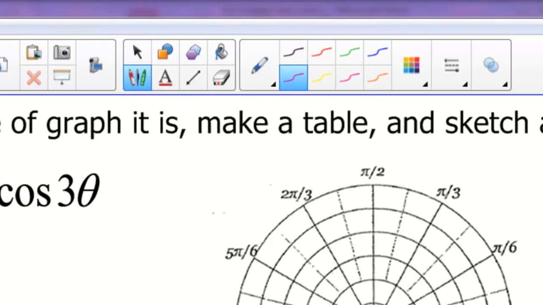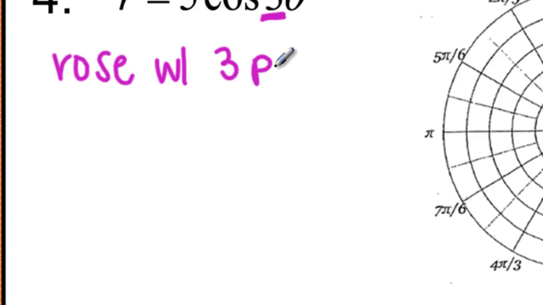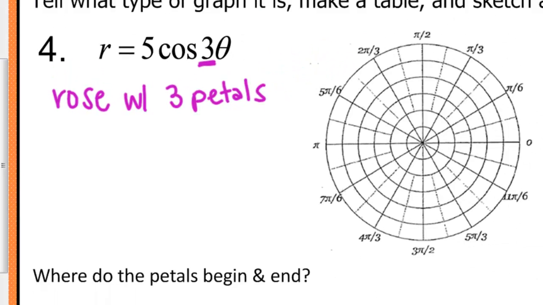So if I look at this one, again, it's just a singular trig function with some sort of coefficient on the inside. And so I know that that's a rose. And because this is odd, it's only going to have that number of petals. And since this is a cosine, we're also going to see how this looks a little bit different than the sine ones. So I'm going to do the same process here.